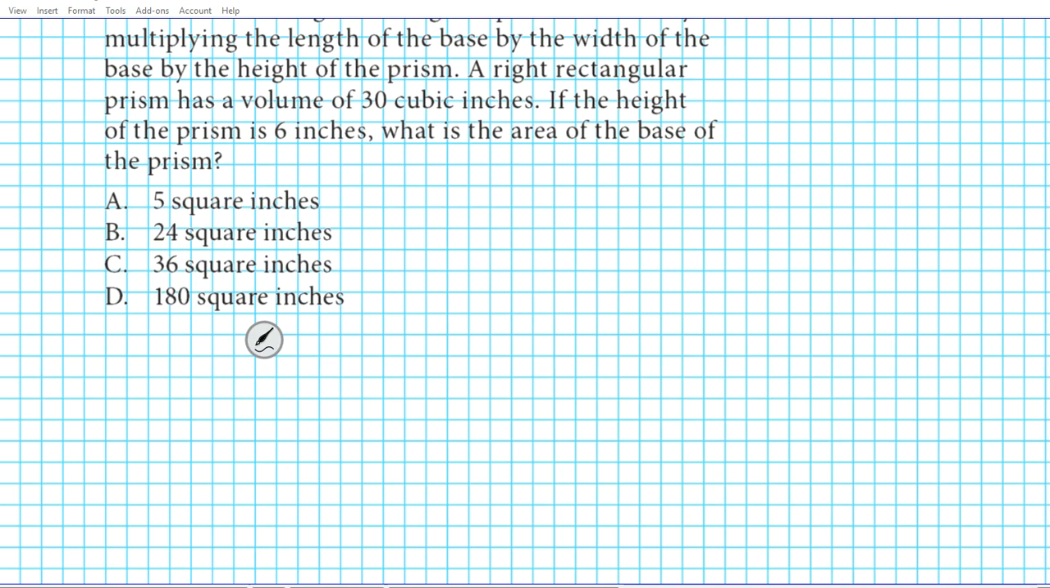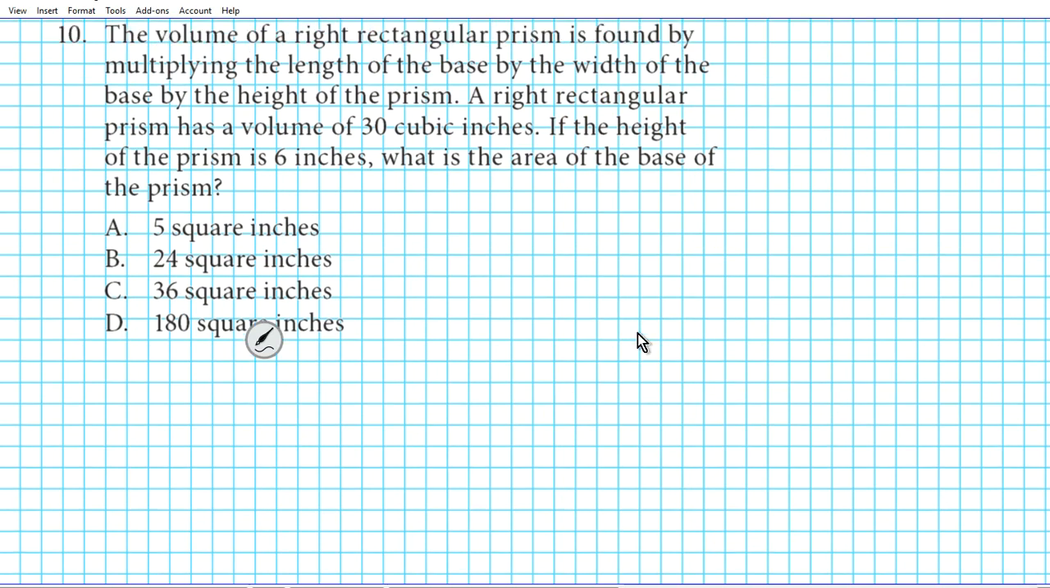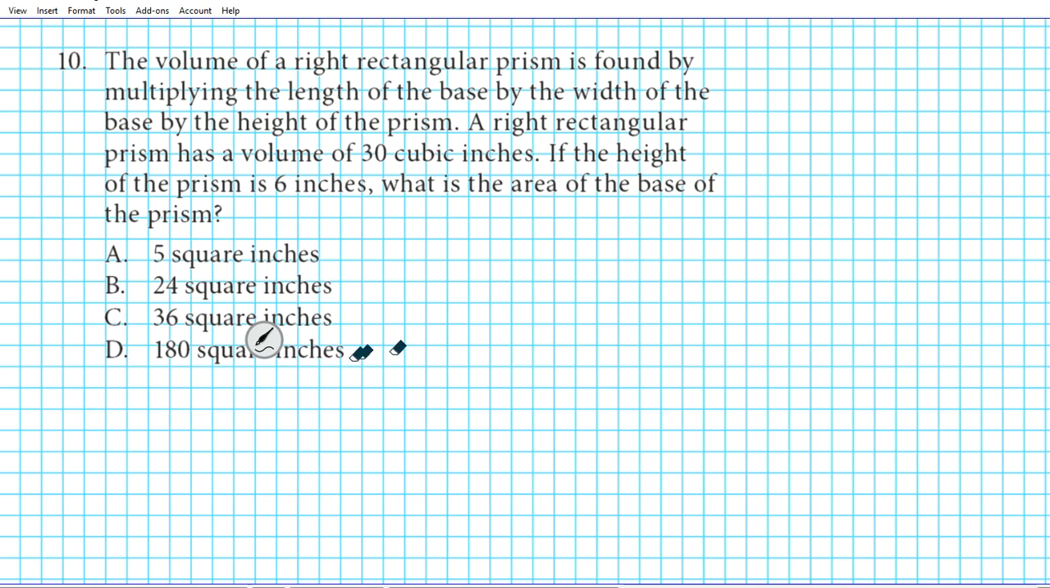Alright, let's take a look at question 10. This is a nice combination of geometry and algebra. It reads, the volume of a right rectangular prism is found by multiplying the length of the base by the width of the base by the height of the prism. A right rectangular prism has a volume of 30 cubic inches. If the height of the prism is 6 inches, what is the area of the base of the prism?